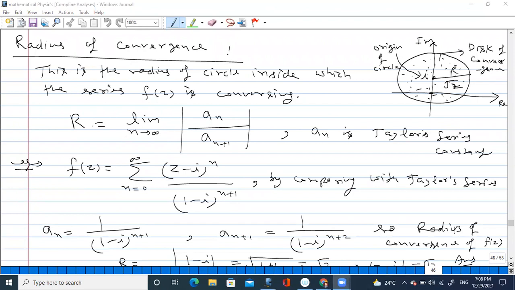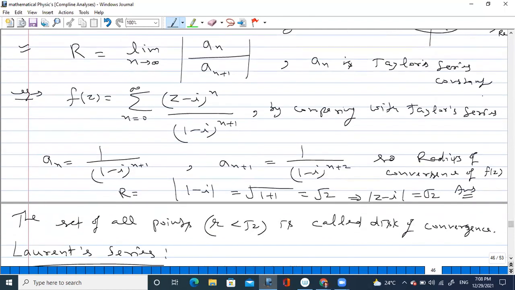Okay, so Premraj has asked one question, so I am just telling that there is one method. This is the basic method of finding the radius of convergence. But sometimes in some cases we are not able to find the nth term easily. So that's why I will tell you another method. In that case you can go as per that method also. So this method is complete.